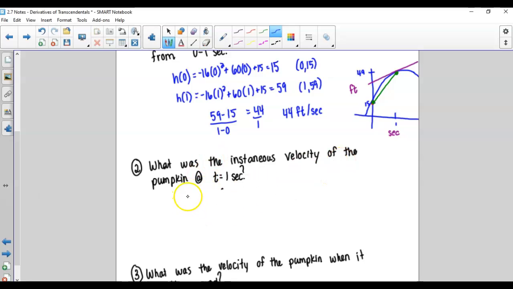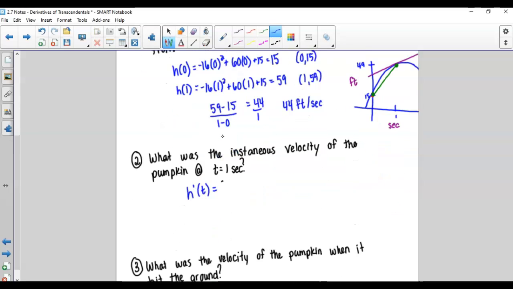So to find our instantaneous velocity, we can just find h prime of t. We'll just take the derivative of our function. And the derivative of that function is going to be negative 32t plus 60. And if we want to know that instantaneous velocity at 1, we're going to have h prime of 1. Make sure you label this right here and show that you plugged in 1. You've got negative 32 times 1 plus 60. And whenever you do that, you're going to get 28 feet per second for your answer here.